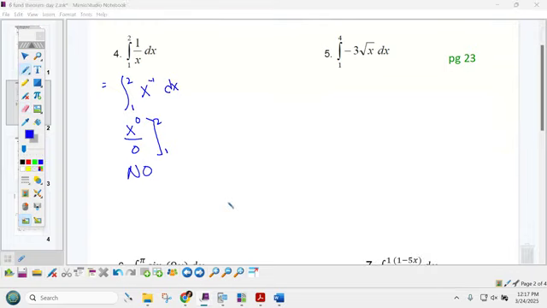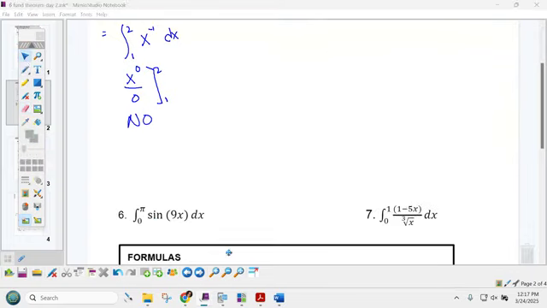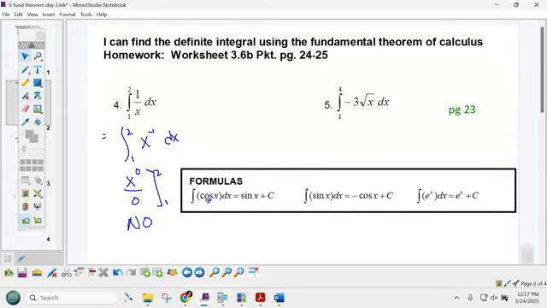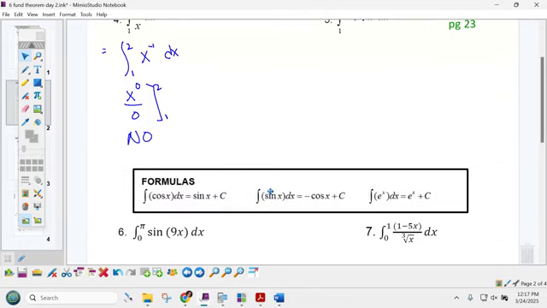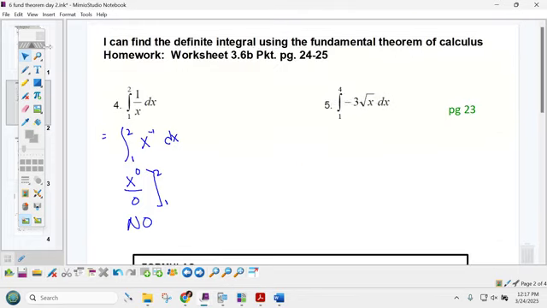I don't see this 1 over x on my formulas down here. Hang on. Yep, nope. That's not one of the special rules that we're going to be given. Can you think back? What had a derivative of 1 over x?